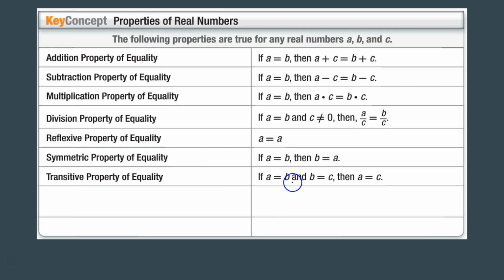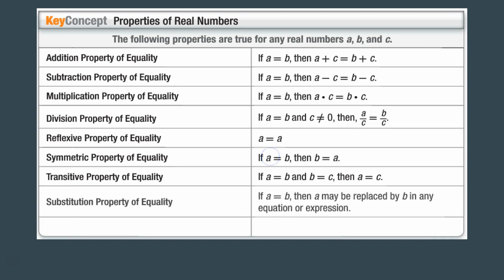Then we have the transitive property of equality. If a is equal to b and b is equal to c, then a is equal to c. Notice what happens here is that b disappears. I kind of remember it as the middleman just disappears. Substitution property of equality: if a equals b, then a may be replaced by b in any equation or expression, because they're equal to each other, so we can replace them with each other.